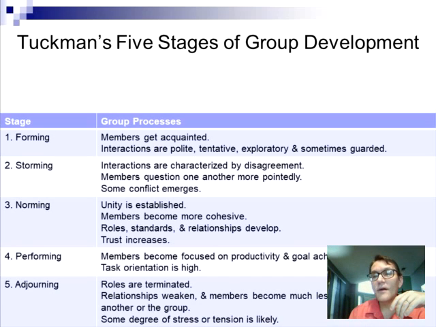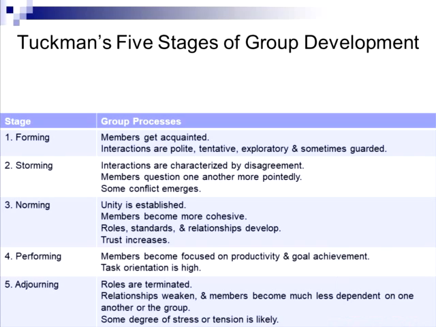Performing, members become focused on productivity and goal achievement. Okay, this is where things get done. Adjourning, roles are terminated, relationships weaken, and they move on. Okay.